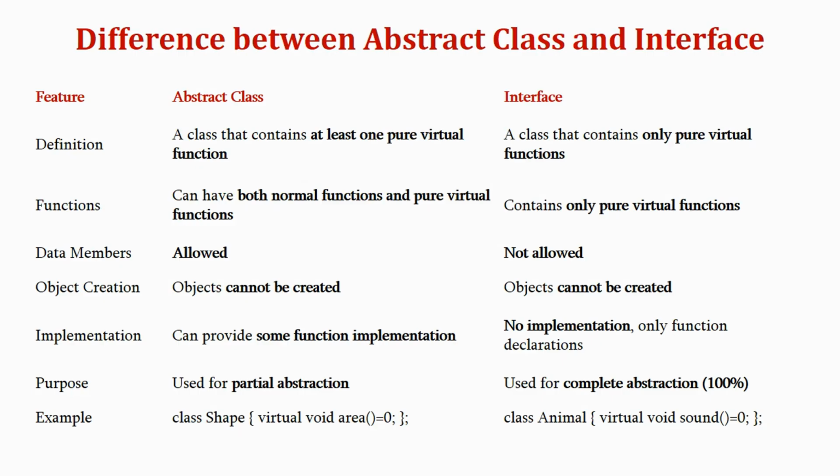In an abstract class, a data member is allowed. In an interface, a data member is not allowed. Object creation: both abstract class and interface are not allowed to create objects. Next is the implementation. Some of the functions can be implemented in an abstract class, but there is no implementation in an interface, only function declarations. What is the purpose? An abstract class is used for partial abstraction, but an interface is complete abstraction, that is 100%.